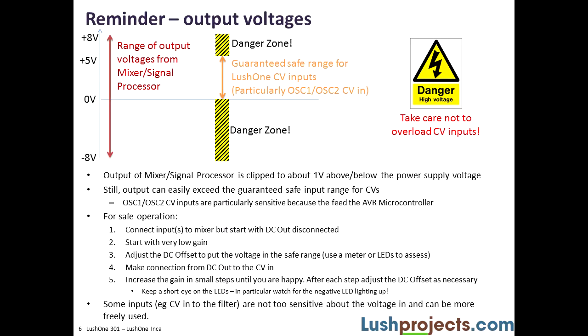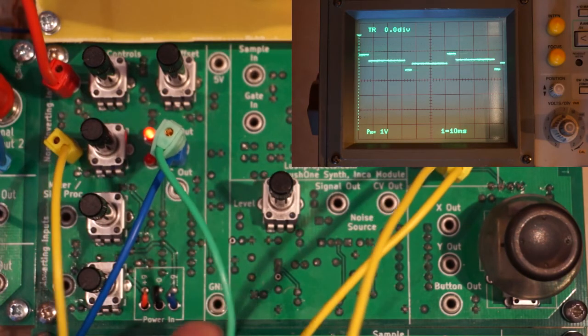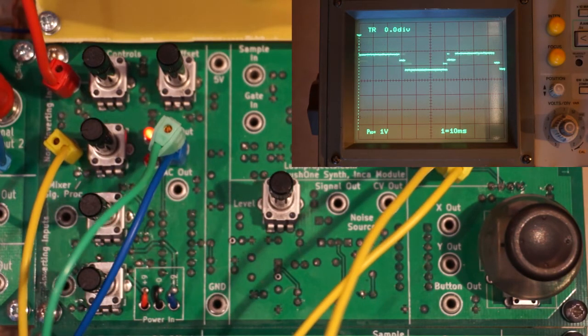Now, when you make that connection, it's really important that you remember what we discussed last time about the range of possible output voltages of the mixer, and make sure that you're using voltages that are compatible with the input. And you can do that with a meter. If you have a scope available, you can do it with a scope, or you can rely on the LEDs in the LushOne Inca. You can see here just the top LED is lit, I'll move the wire so you can see that. You can see just the top LED is lit, so we kind of know that this is positive voltage that we're providing.